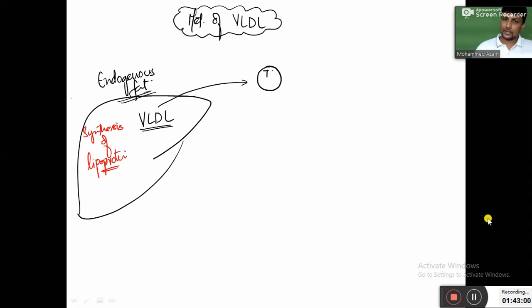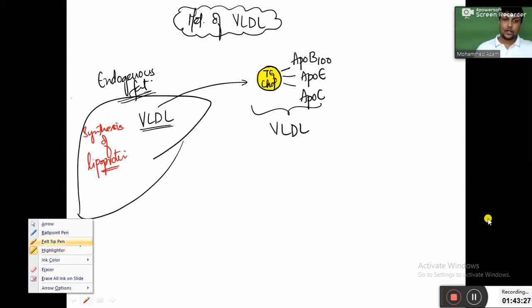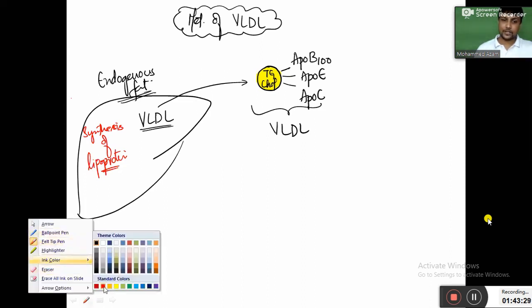Lipid part always the same, triglyceride, cholesterol, and attached to the lipid part will be the protein part. Here it will be apoprotein B100, then apoprotein E, and then apoprotein C. Okay, this is VLDL, and if you see, it's almost exactly the same as chylomicron. Only difference, in chylomicron there will be B48 and here it is B100.